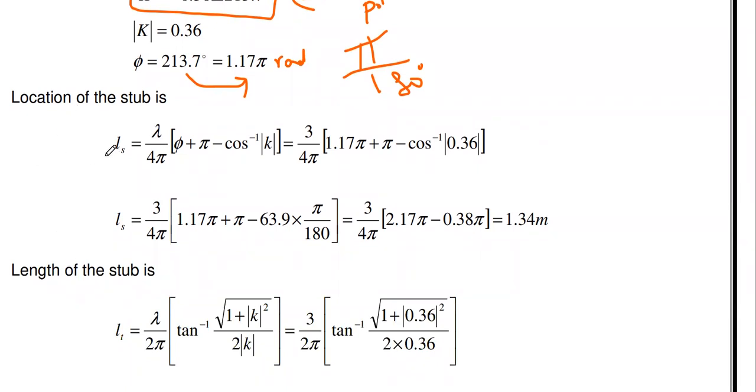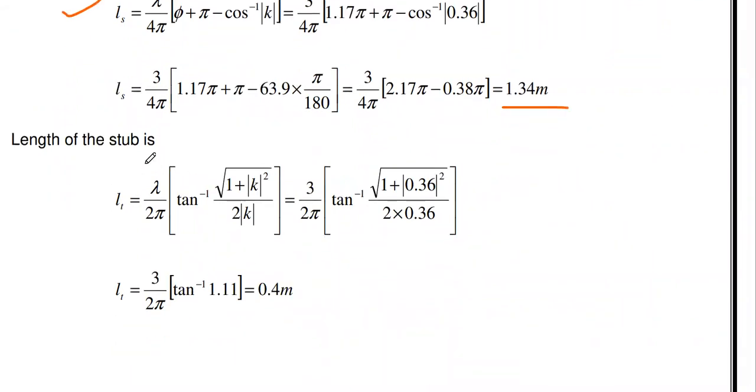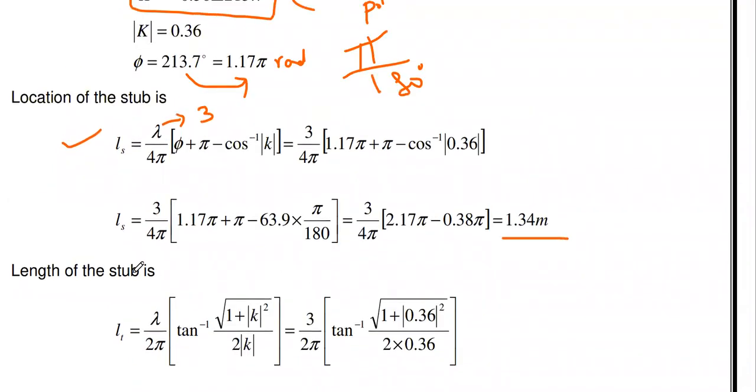Then after calculating modulus K and phi, as usual, you just find the location of the stub and the length of the stub. So what is the location of the stub? You know, lambda by 4 pi, (phi plus or minus cos inverse K). Here the lambda value is directly given as 3. So lambda is given, phi value is 1.17 pi, modulus of K is 0.36. You just substitute and you find the answer 1.34 meters. Similarly, the length of the stub is calculated by lambda by 2 pi tan inverse of, you know the formula, you just substitute the modulus K value. So you may get the answer 0.4 meter. So the length and location are calculated.